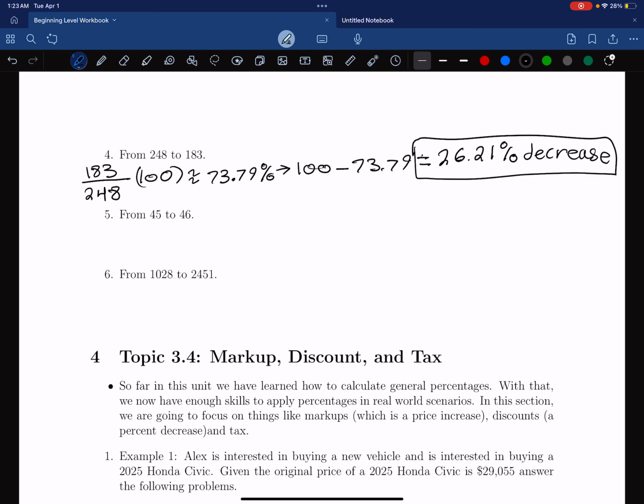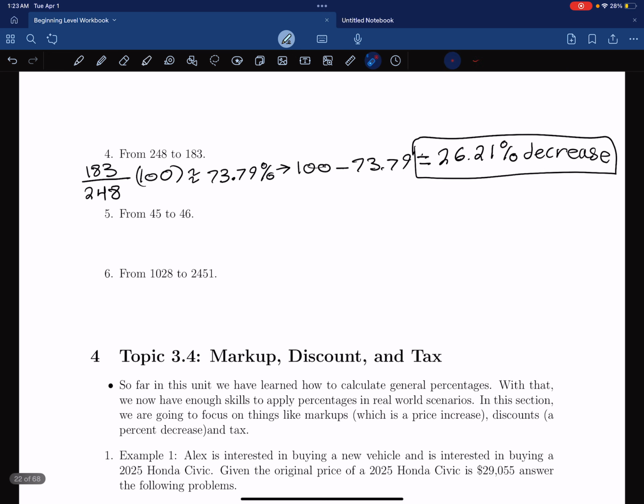Now, looking at example 5, our original value is 45, and our new value is 46. So that being said, pause the video and try this on your own. And now let's work through it together. So our original value is 45, so we're going to put that in the denominator, and then our new value is 46, so we're going to put that in our numerator. And we're going to multiply that by 100, which will get you approximately 102.22%.